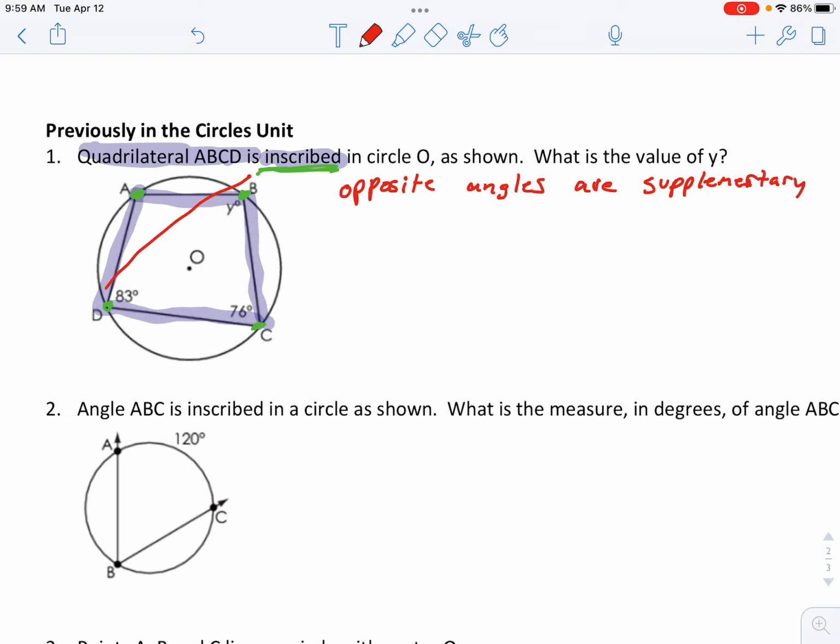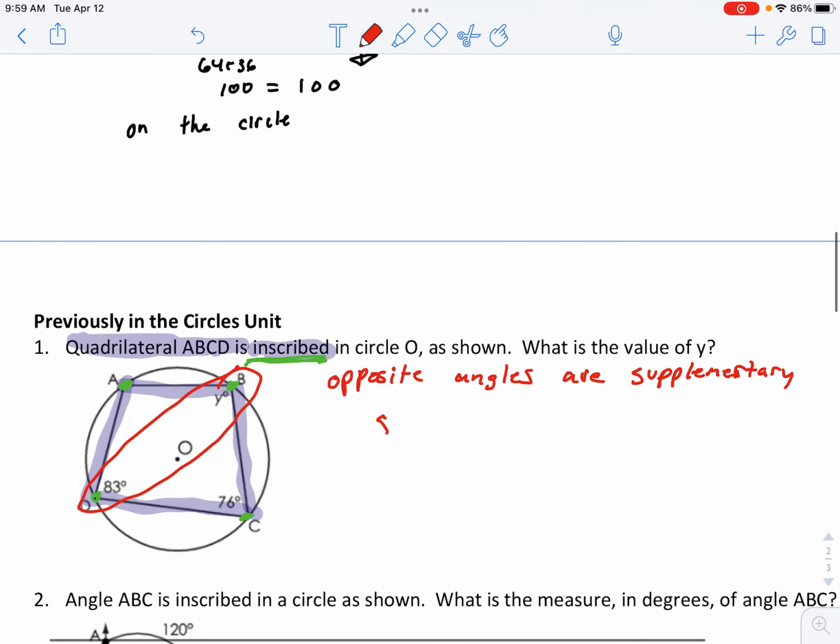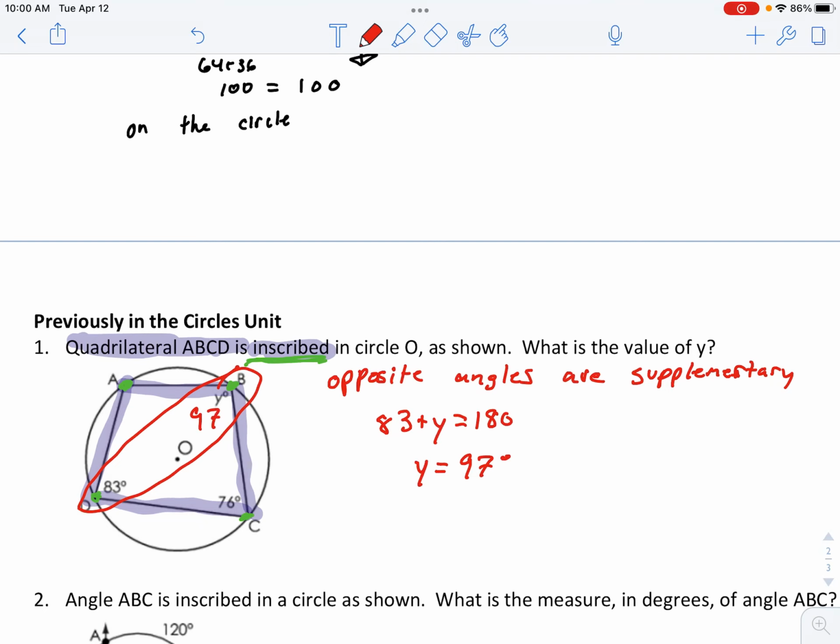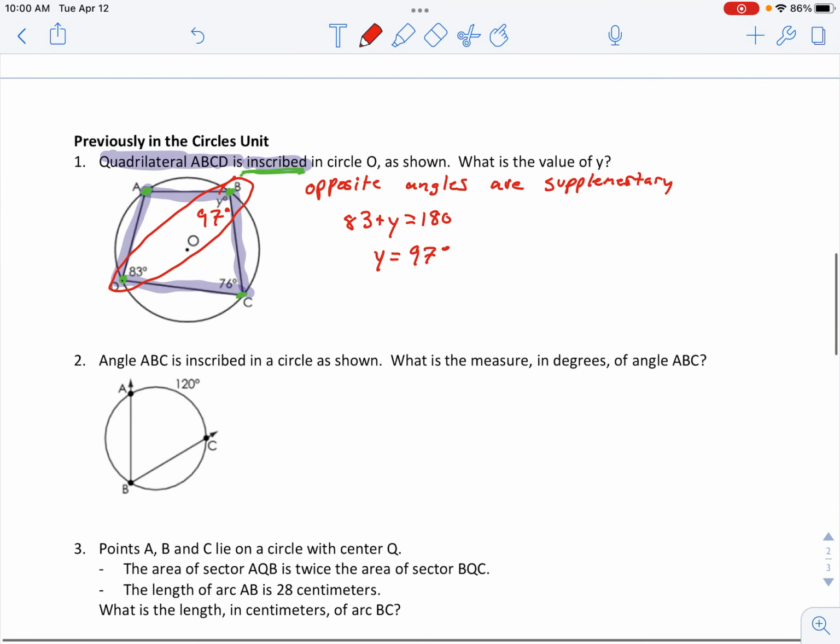All right, so these angles are the angles that relate. All this means is that 83 plus y equals 180. So y equals 97. That's it. That's all you got to do for that one. All right, a specific fact that you got to know.